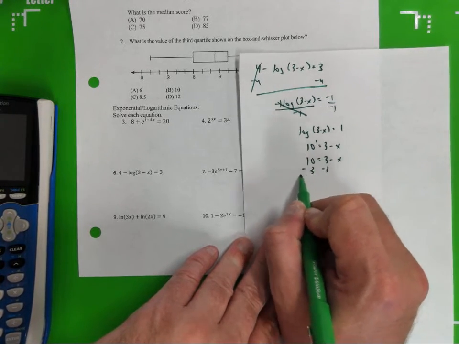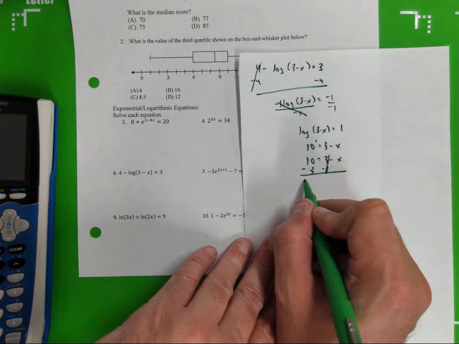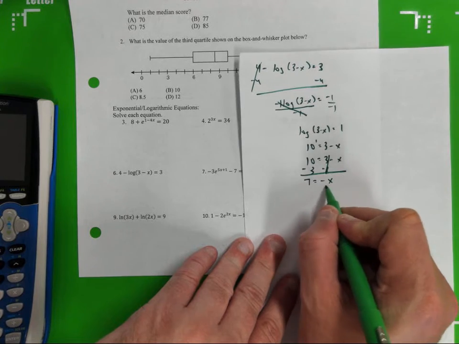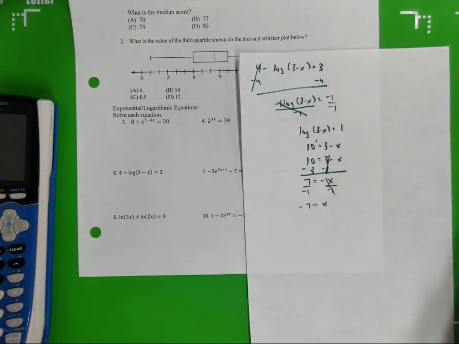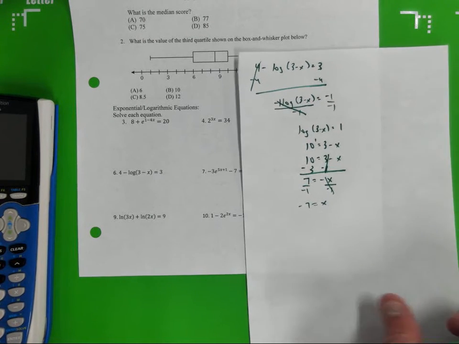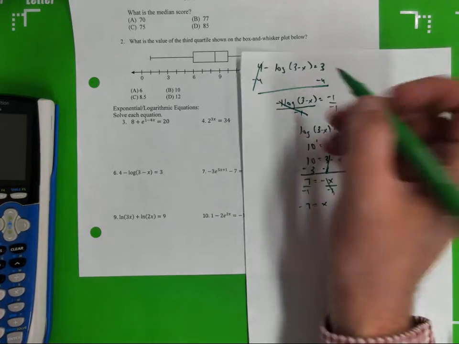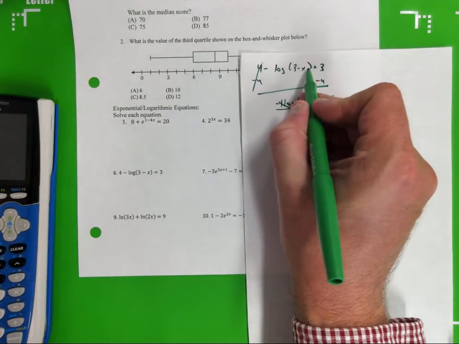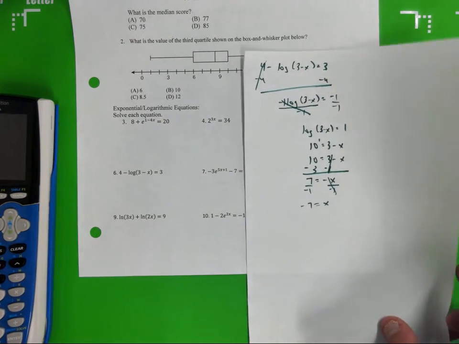Move this over. 10 minus 3. 7 equals negative x. Divide by negative 1, so you get negative 7. You said, Mr. Shush, I thought we couldn't have a negative 7 there. If you put this in, 3 minus a negative 7 will make it a double negative, isn't it? So that's okay there. All right.